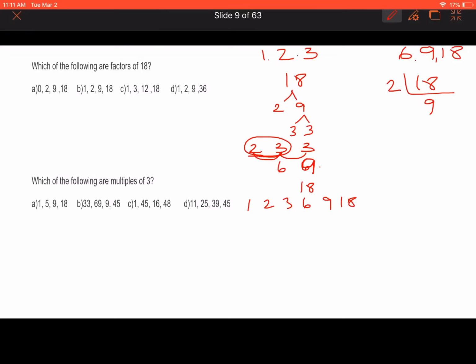2, 3 and 3, same, right? So you will be getting again 1, 2, 3, 6, 9 and 18. Right, of this. Okay, now we have more options.